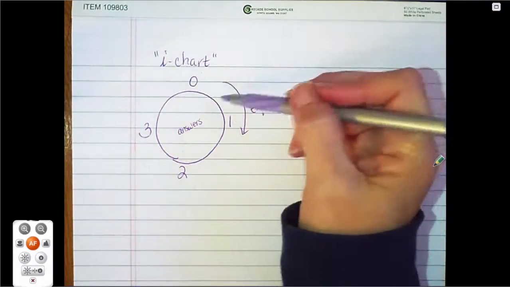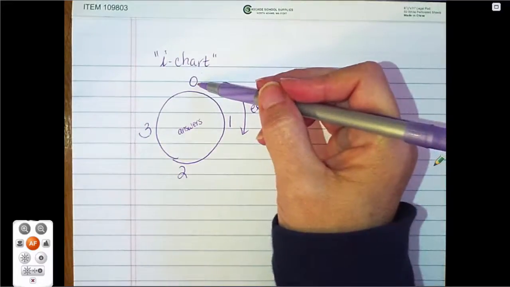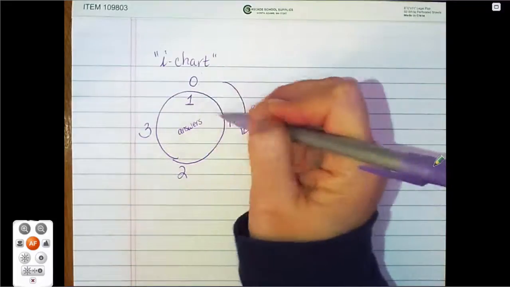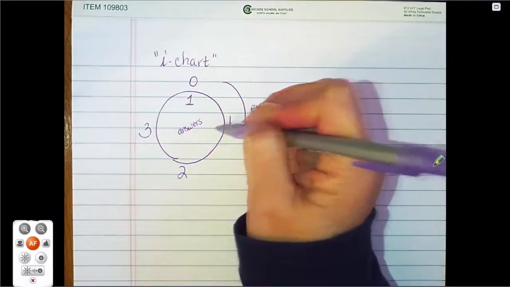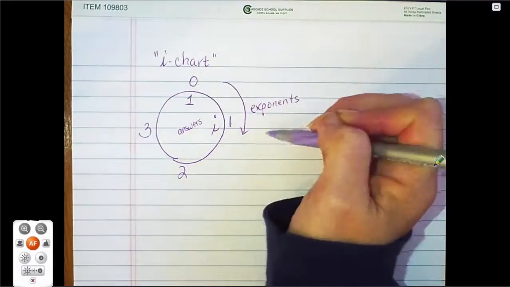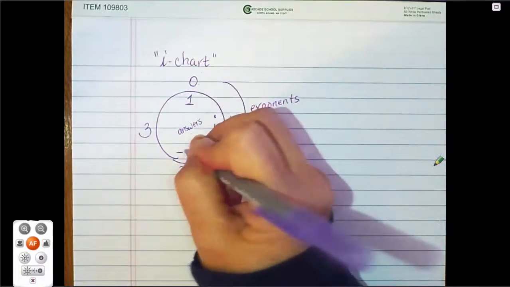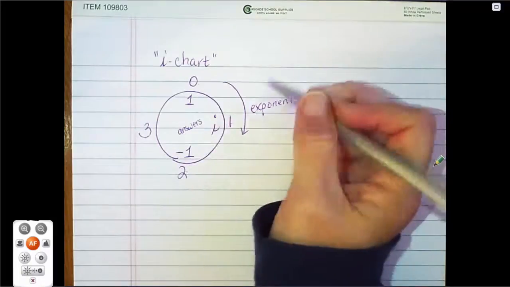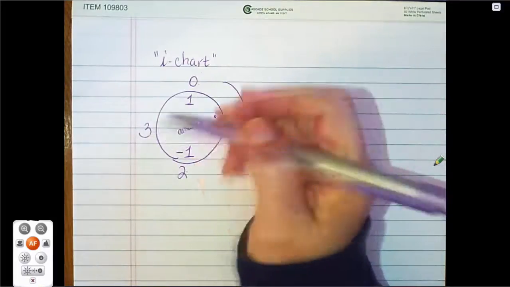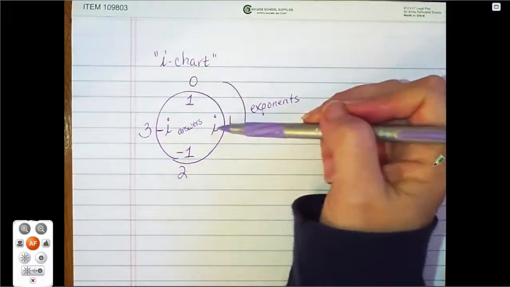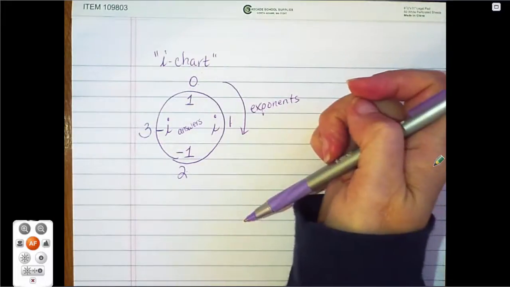Well, i to the 0, any number to the 0 is 1. So i to the 0 is 1. i to the first, any number to the first stays the same. That's i. i squared, we discovered, is -1. And i cubed, we discovered earlier, is -i. So there are my 4 possible answers to all the powers of i.